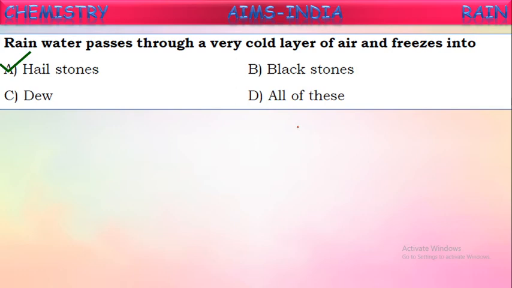Hailstones. So when water droplets pass through very cool layers of air, they immediately freeze and form small ice cubes which fall down along with the rain. They are called hailstones.